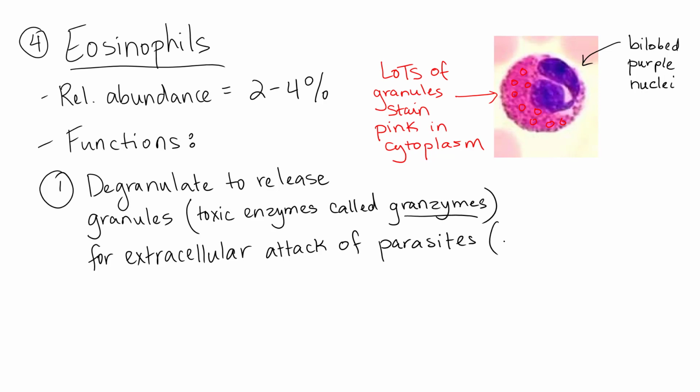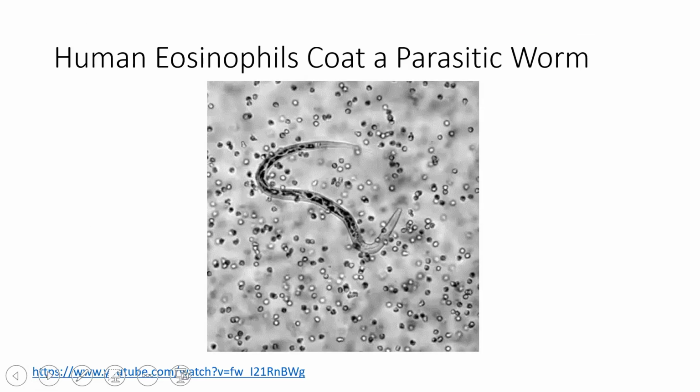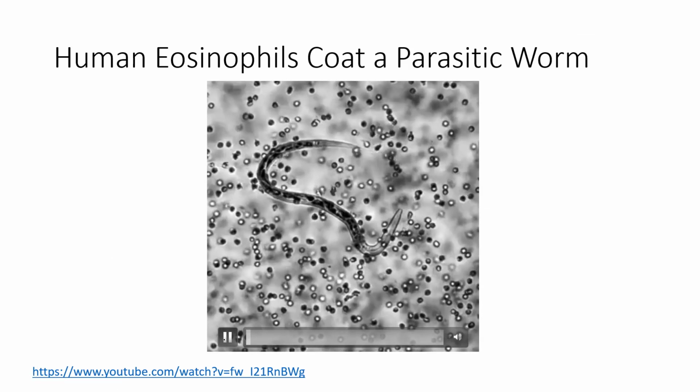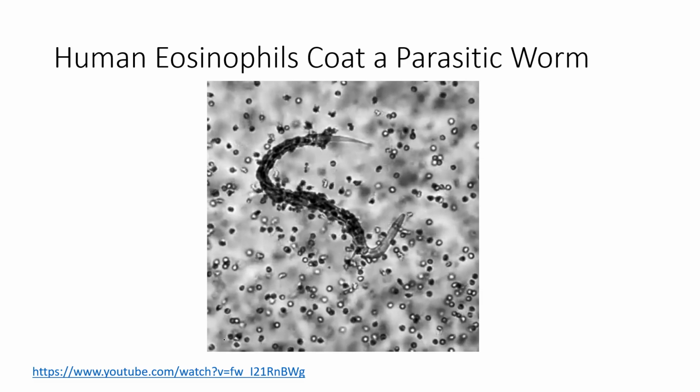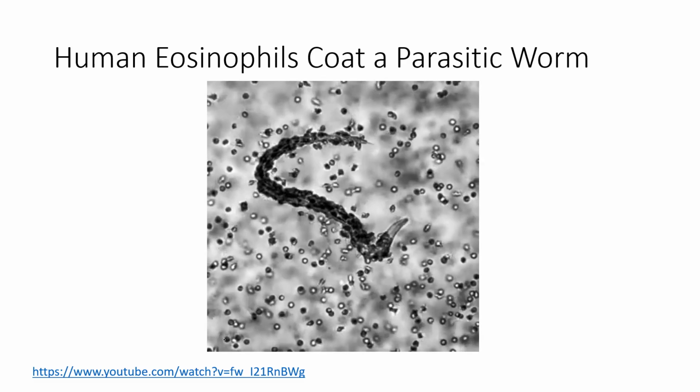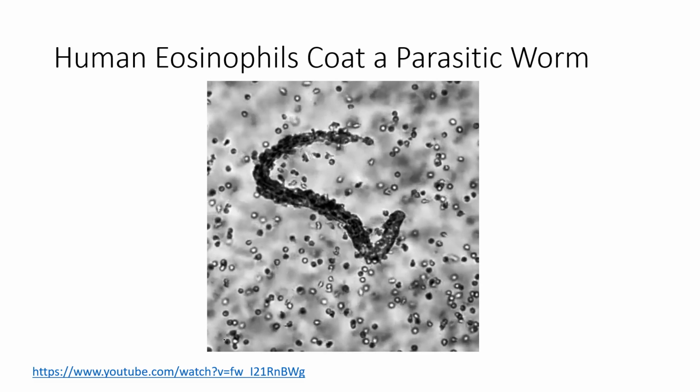What type of parasites? Well, usually parasitic worms is what we're talking about here. We haven't covered parasitic worms yet in the course, but parasitic worms can invade the blood, and I love this particular video clip of that. So here we see a parasitic worm, and we see all these eosinophils from the blood coating the surface of the worm. They're attracted to the worm and they coat it.